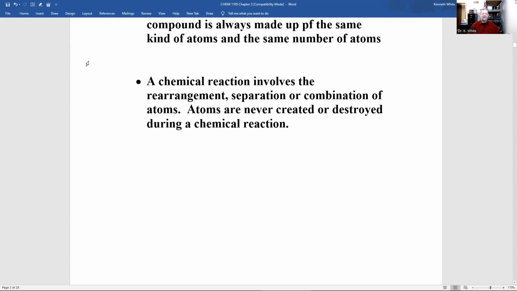Now, the other thing that Dalton came up with was that a chemical reaction involves the rearrangement, separation, or combination of atoms. Now, this is important. Atoms are never created or destroyed during a chemical reaction. It's just that you're rearranging them and recombining them.